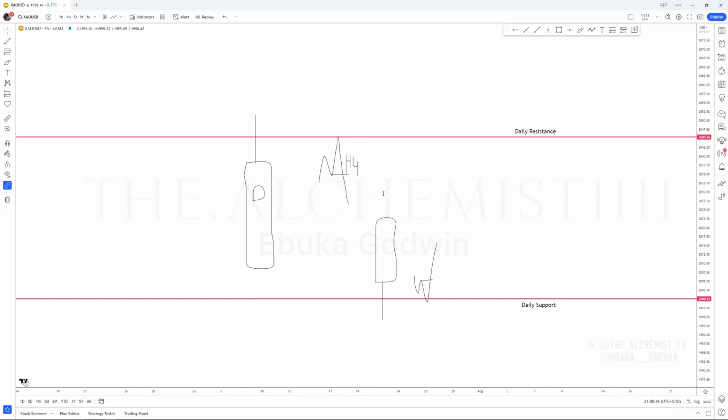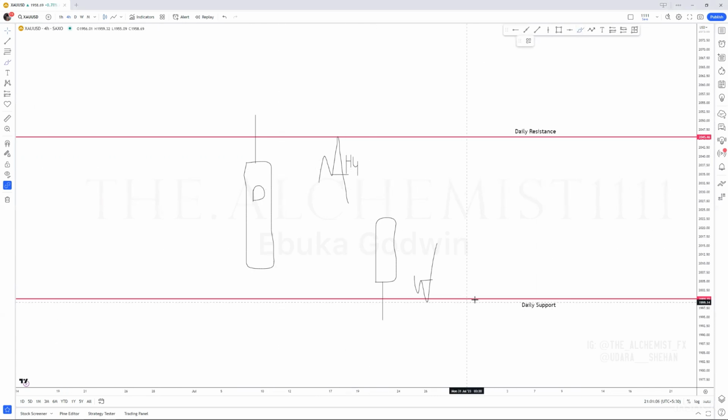Can you assume that you only know the direction from Tuesday? No, I'll show you an example, don't worry. Once I finish explaining this theory part, I'll go to the charts and then you will understand. This is just the theory.